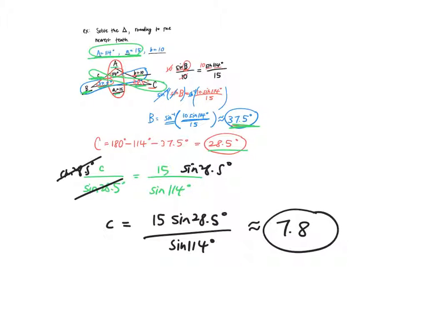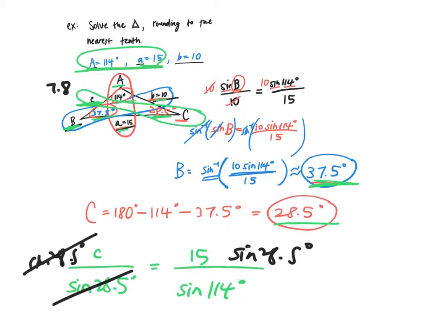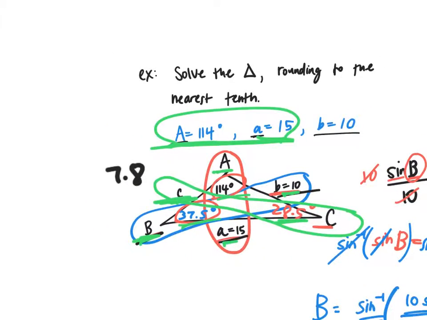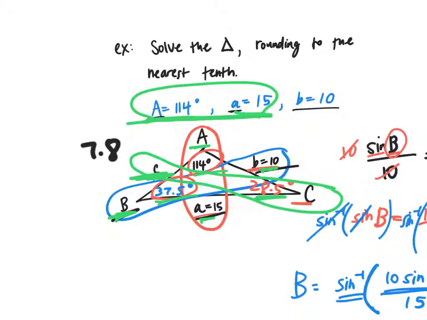Okay, so side length C is about 7.8. And let's take a look at the triangle that we've just found. Let's make sure that it makes sense. Across from the largest angle should be the longest side. That's true, right? 15 is the longest side. Across from the smallest angle, 20.5 degrees, should be the shortest side, and that is also true.